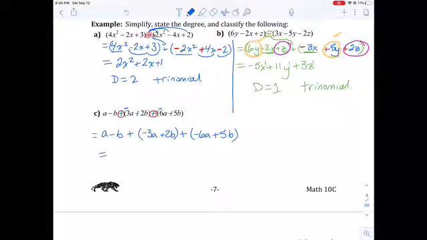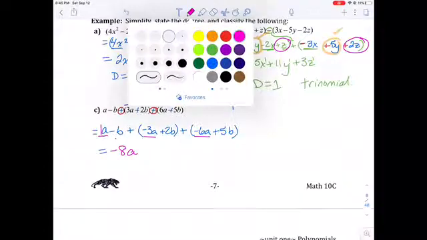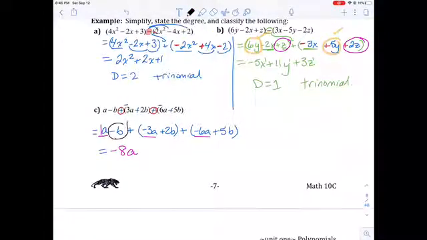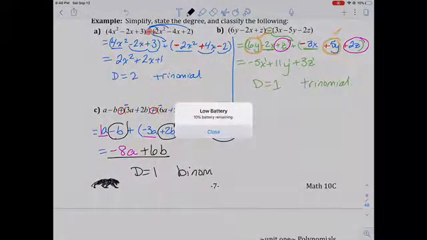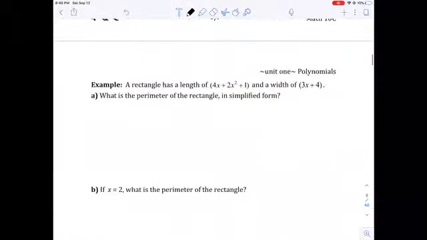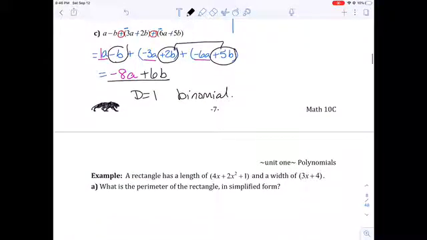So let's look at the next row. We've got 1a minus 3a's minus 6a. So 1 minus 3 is negative 2, minus 6, negative 8a's. And then a negative b. Again, let's use a different color. That's a negative b, positive 2b, plus 5b. So I think it's easy to go 5 plus 2 is 7, minus 1 is plus 6b. So there's our polynomial simplified. Our degree is 1, and this is a binomial. Okay, that's a binomial. Let's look at the next example.